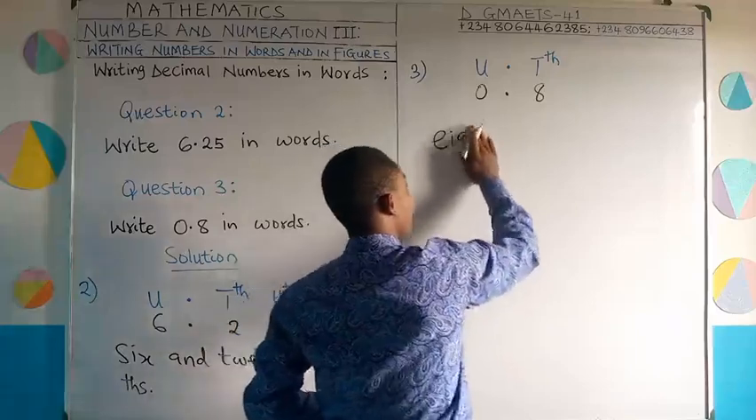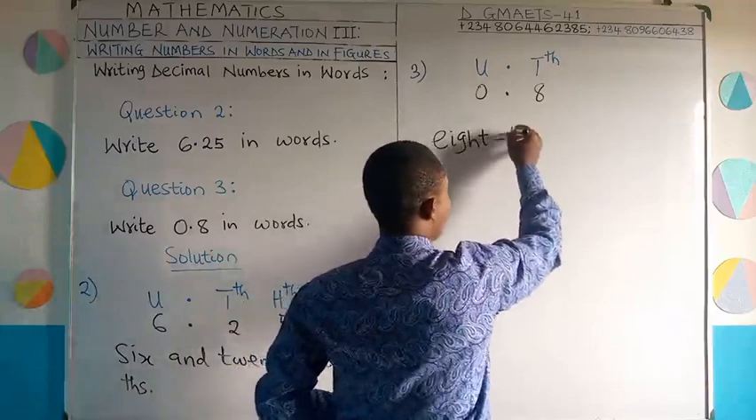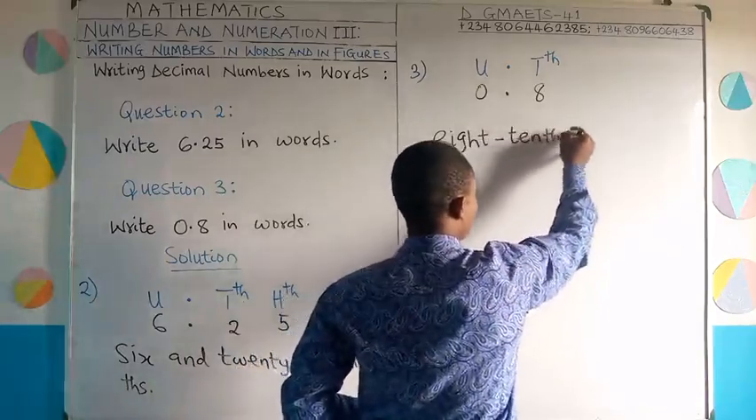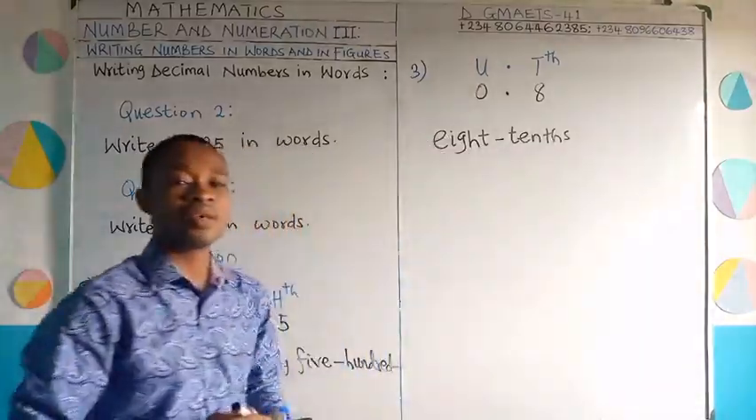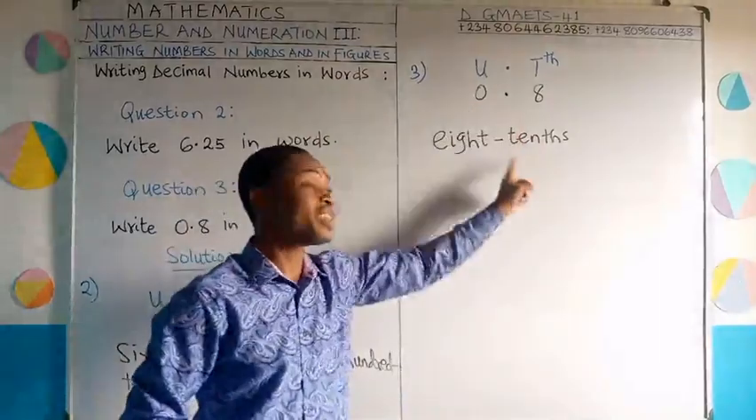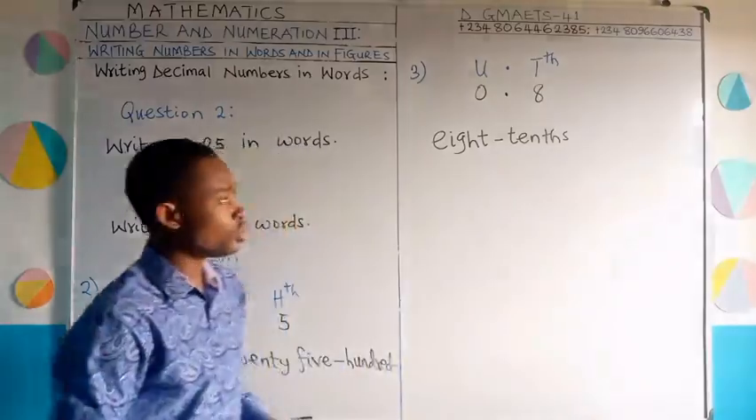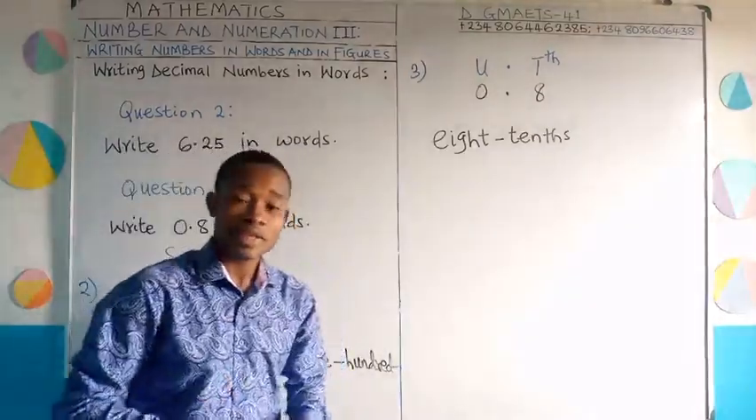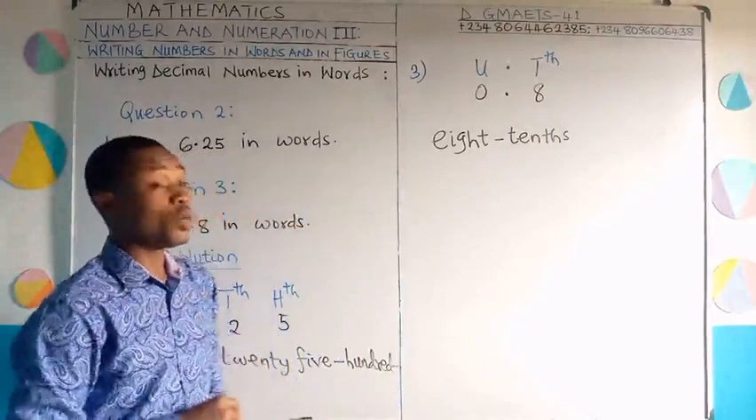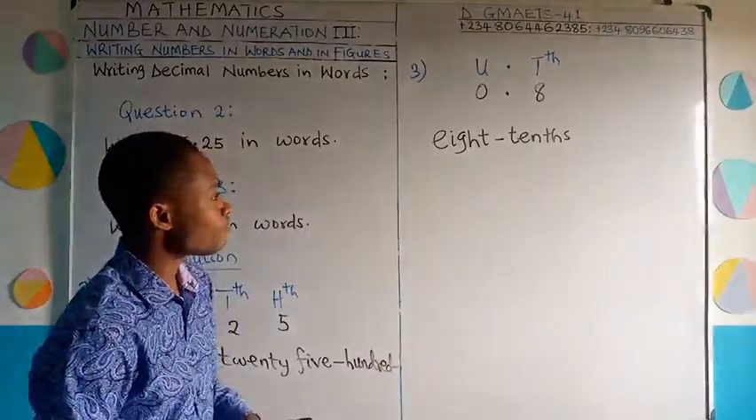8, alright, E-I-G-H-T. 8 and then hyphen tenths. 8 tenths is still the same as 8 over 10. This 0.8 is still the same as what? 8 over 10. Don't worry, when I teach you how to write decimal numbers in figures, you will see that. Are you following? But until then, let's just focus on this.